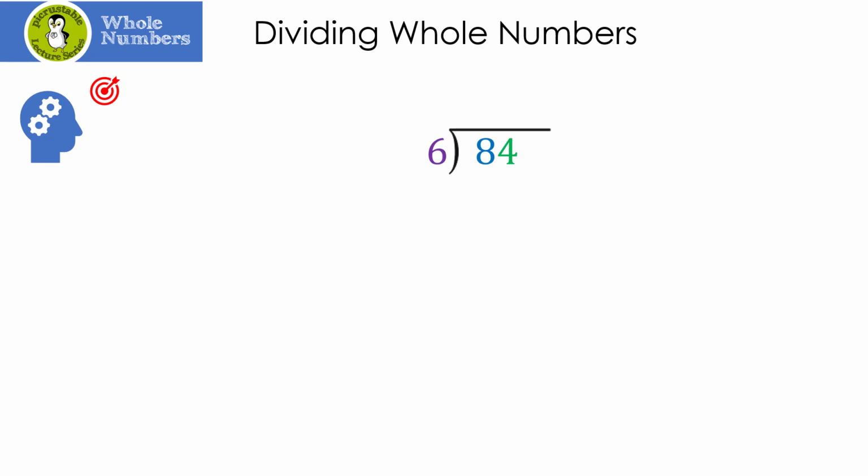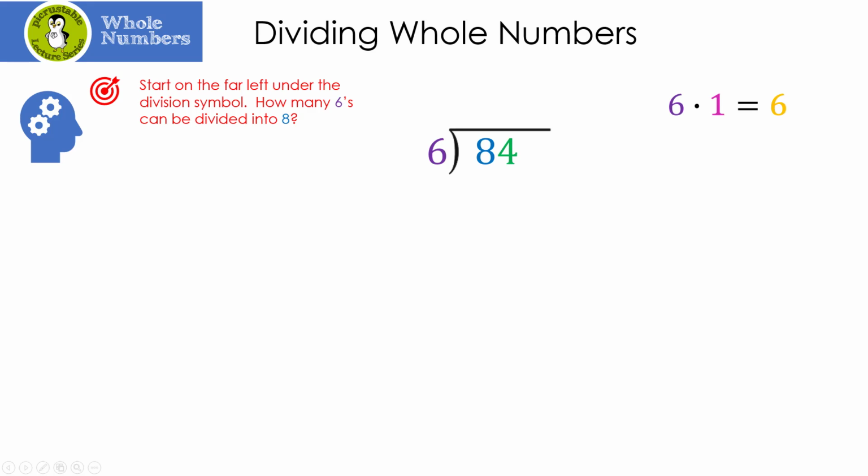Let's start dividing. I'm going to show you piece by piece how to divide. Some of you are probably really good at this, but others of us, well, we need a little review. The first thing we're going to do is start on the far left under the division symbol. I'm looking right here at my 8, and I'm asking how many 6s can be divided into 8? I know that 6 times 1 is 6, and 6 times 2 is 12. 12 is too big, so I know that it's going to be 1 times 6. So I'm going to write the answer above the division symbol, and it goes directly above the 8.